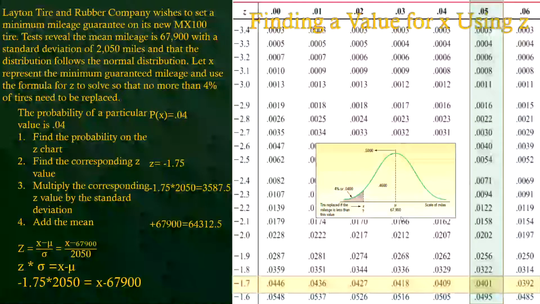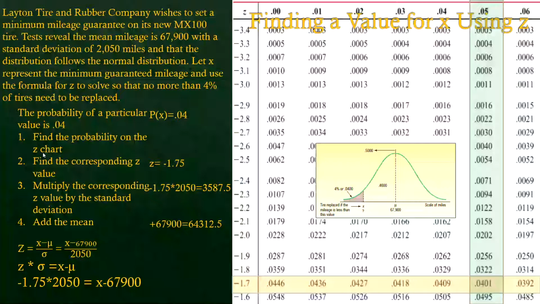So here's another example. Here we're looking at finding a value for x using z. Leighton Tires and Rubber Company wishes to set a minimum mileage guarantee on its new MX 100 tires. The test revealed the mean mileage is 67,900 with a standard deviation of 2,050 miles, and the distribution follows a normal distribution. X is the minimum guaranteed mileage, and they use the formula for z to solve that no more than 4% of the tires need to be replaced.